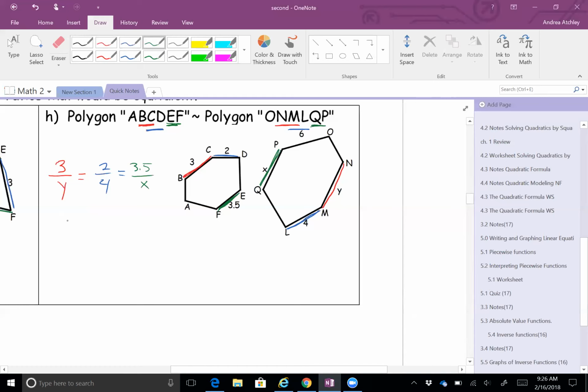So that would be our ratios. You would have to reduce the 2 over 4. So you'd have 3 over Y equals 1 over 2 equals 3.5 over X. Okay, your homework is 7.2. Any questions? Okay.